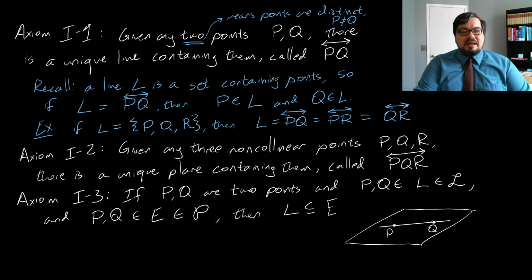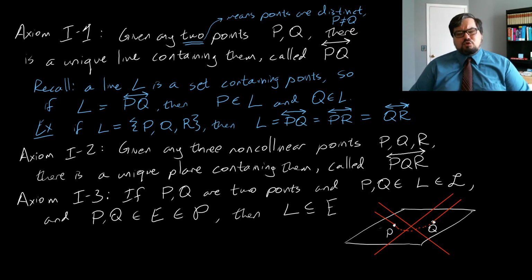What this is saying is that we can't have something like the following, where we've got some line that comes down and intersects a plane at 2 different points, but doesn't actually lie in the plane. So we're saying that this sort of sketch is impossible.